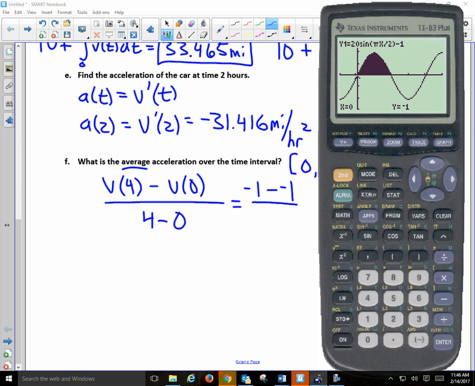You could go to the table as well. It's a free country, Sean. We get 0 divided by 4, which is 0 miles per hour squared. We all good?